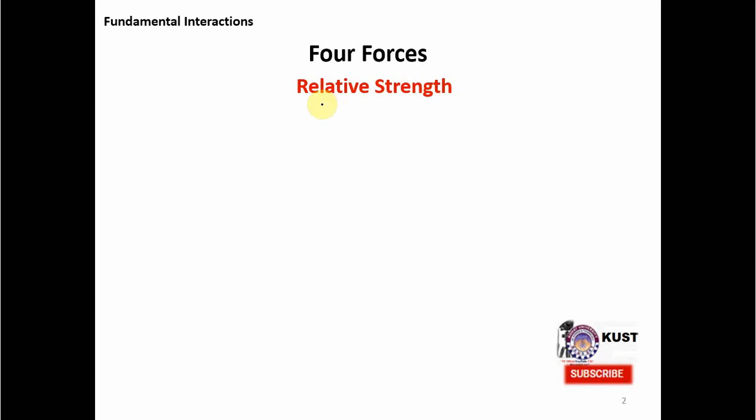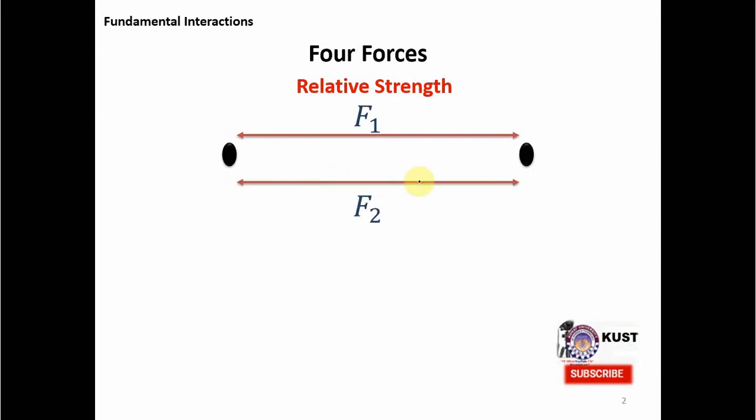In order to give you the listing of the forces depending on their strengths, we first have to understand what we mean by the strength of a force. For this, consider that we have two particles, which you can think of as identical, and consider that there are two forces acting between them. Let's say the first force is F1, which is acting between these two particles, and there is another force F2 which is also acting between these two particles. Now we want to know which force is stronger than the other.